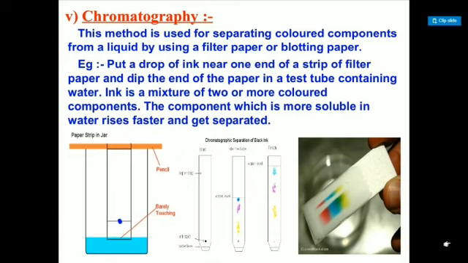There are different types of chromatography methods. One of them is paper chromatography, which I discuss here. For this, put a drop of ink near one end of a strip of filter paper, and then dip that end of the paper in a test tube containing water. Ink is a mixture of two or more colored components. The component which is more soluble in water rises faster and gets separated. Students, note that the paper is not normal paper; a special chromatography paper is used here.